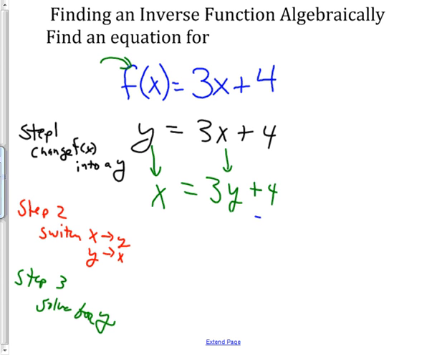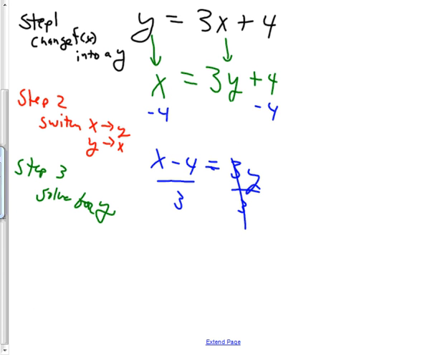To get the y alone, I'm going to take away 4 from both sides. x minus 4 equals 3y. And then to get the y alone, I need to divide by 3, divide by 3. And now y is equal to x minus 4 over 3. And I'm going to write that nicely here.